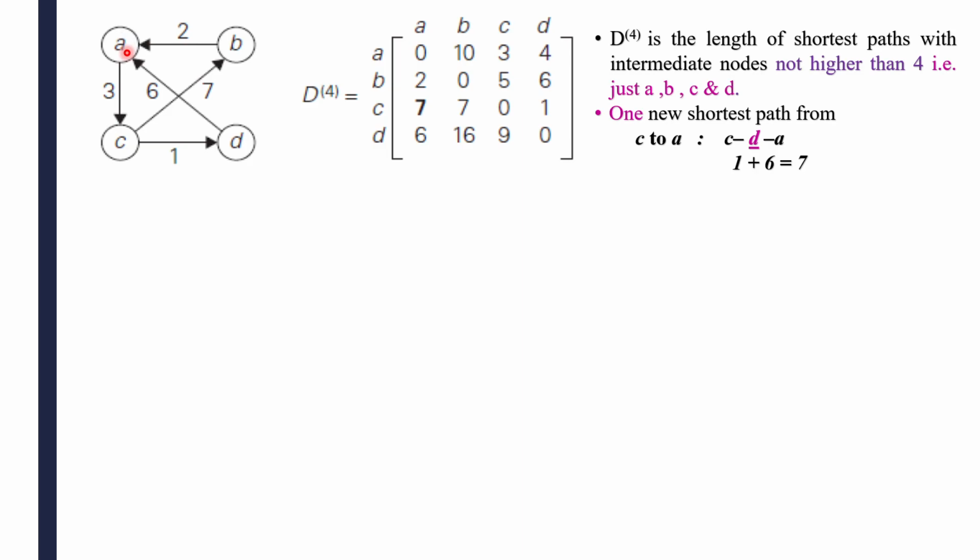Okay, so already I have one path C to A using B as an intermediate node. And what is that distance? C to B and B to A. So the distance is what? 2 plus 7, it is 9 here. Now when I use D as an intermediate node, I got one more new path. What is that? C to D and D to A. What is the distance now? 6 plus 1, 7.